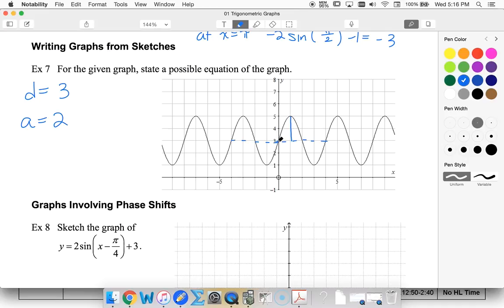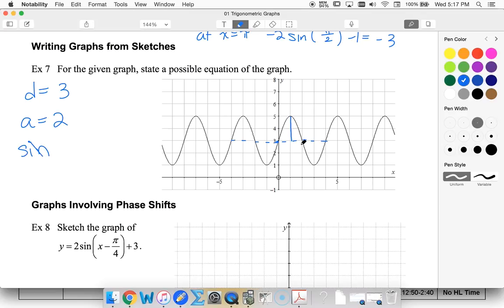I start at the center and go up. So my A value is positive as well. So amplitude was 2. My A value for the function is 2. This is a sine graph, because we start in the center and we go from there.